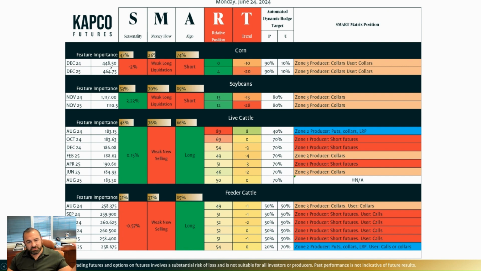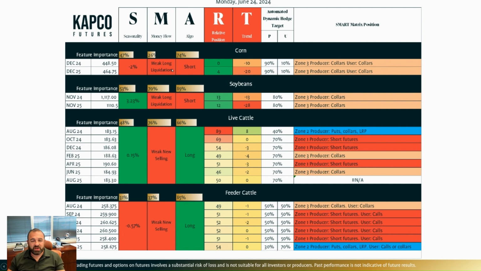So what do we have here? Of course, we're going to go into all these factors in more depth. I want to look right now, where do we have high feature correlation? Because that's what we're going to focus on. And then where we have low feature correlation, we're not going to pay as much attention to it. With money flow with corn, 26%, with seasonality in feeder cattle, 31%. Those aren't going to be as important as the algorithm with corn at 74% or 89% with soybeans, or 85% with live cattle.